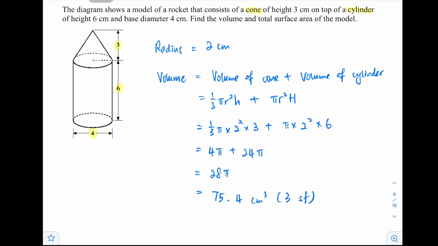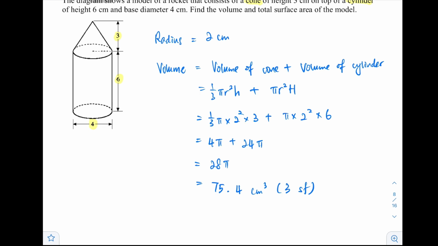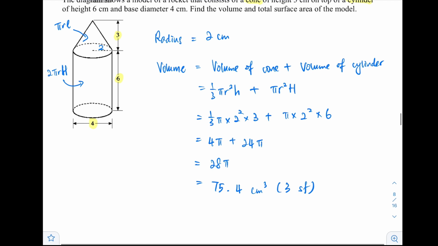Now to find the total surface area, I will need to find the curved surface area of the cone, pi r l. Notice that I already know r, that is 2, but I do not know the slant height, which I will need to find. For the cylinder, I will need the curved surface area, which is 2 pi r h. In this case, I already have r, which is 2, and h is 6, so I have all the values needed. And finally, for the circular base at the bottom, it's simply pi r squared, and I already know the radius is 2.